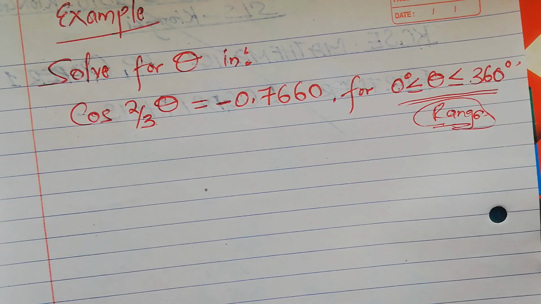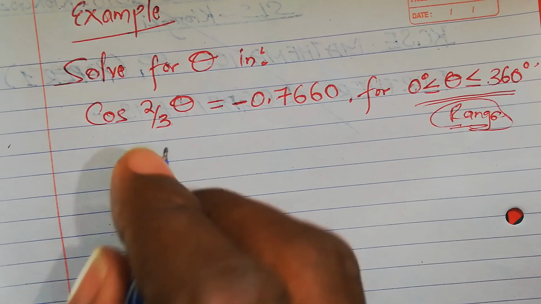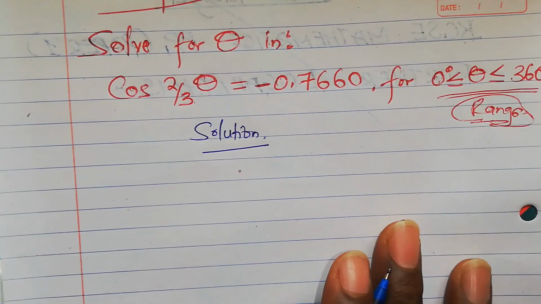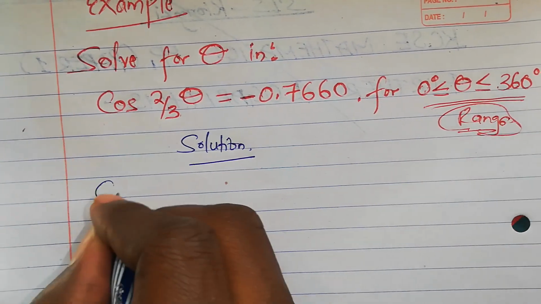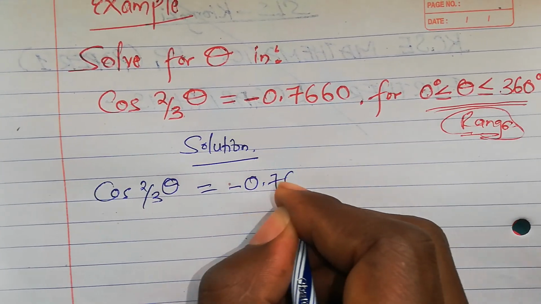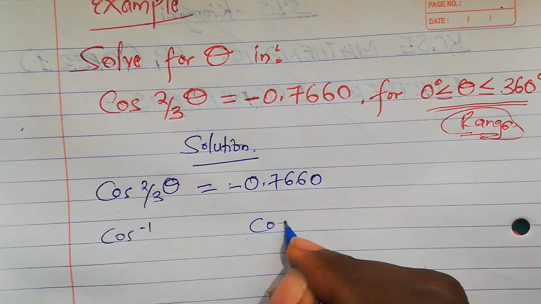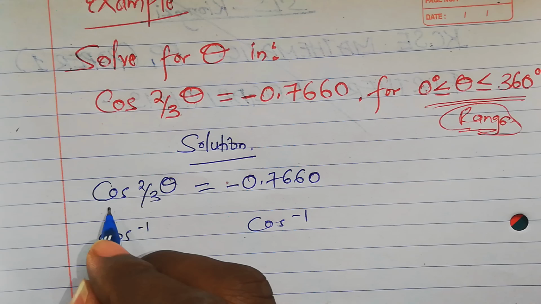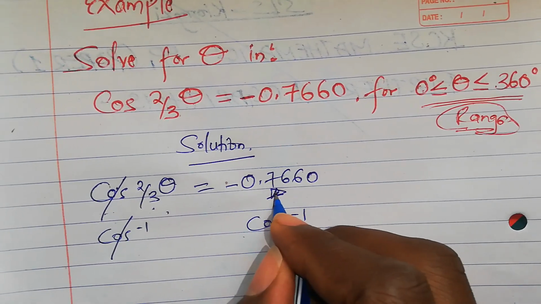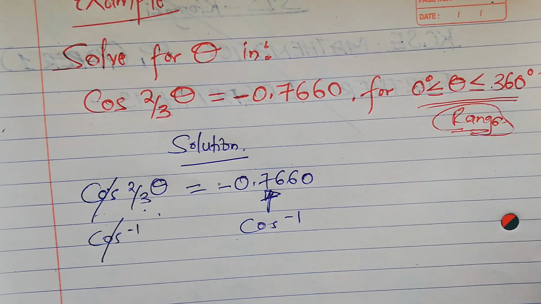So the first thing is you have to go a few steps. Try to remain with theta. Solution. Ensure you remain with theta. How? Cos 2/3 theta is equal to negative 0.7660. You first of all do cos inverse on both sides. If you do cos inverse, it cancels with cos. Of course you must use a calculator or what we call a table.